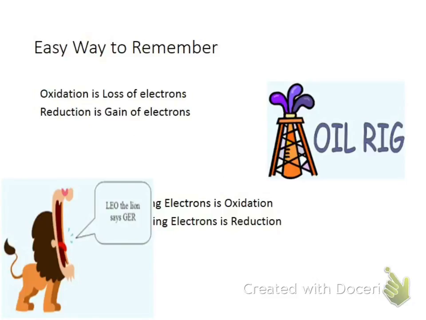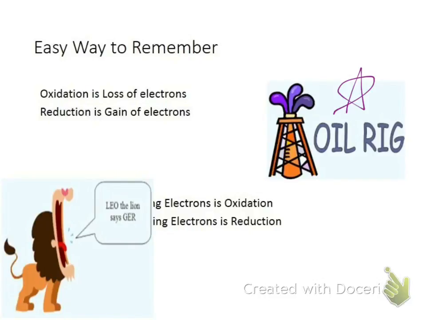Here are 2 ways that you can remember it. This is the one I use all the time, OIL RIG. You will probably write that on your test. OIL RIG: oxidation is loss of electrons, reduction is gain of electrons. That's a way to help you remember when you're doing it, because it gets a little bit confusing. Or maybe not confusing, you just can't remember which is which.